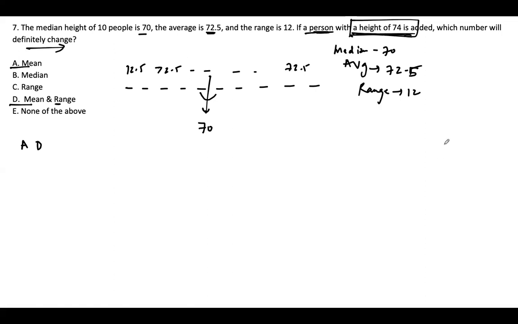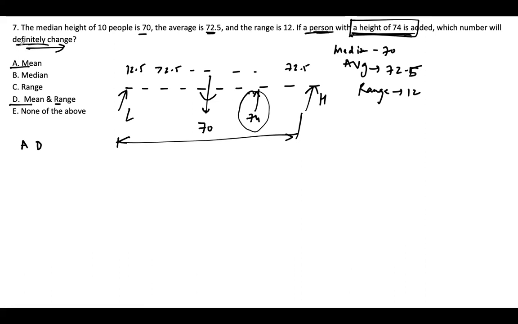Range cannot be definitely changed, because range is highest minus lowest, correct? Let's say this 74 was added here. Will it affect your range anyhow? No. So range may change, but will it definitely change? No, that is not the case at all. Let's check for median as well.